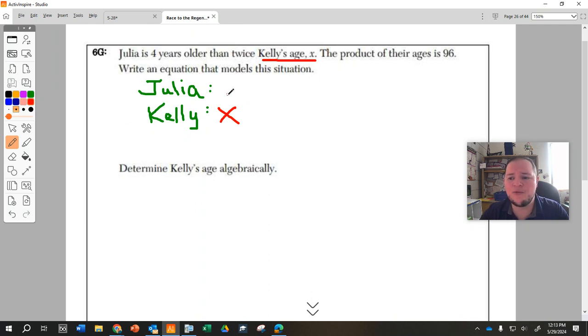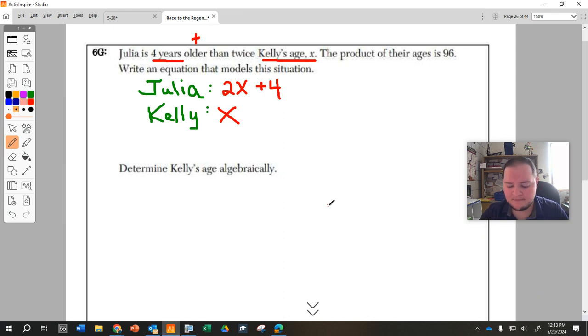So if you hit 10 home runs and I hit twice as many home runs, how many home runs did I hit? You hit 10, I hit twice as many. I hit 20 home runs. What did you do with the 10 to get to 20? You times it by 2. So twicing something means times it by 2. So twice Kelly's age is going to be 2x. 4 years older than, more than, be plus. So 2x plus 4 is Julia's age.